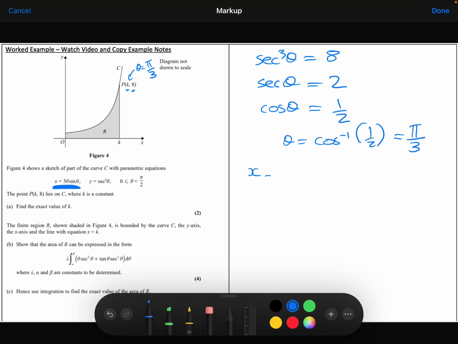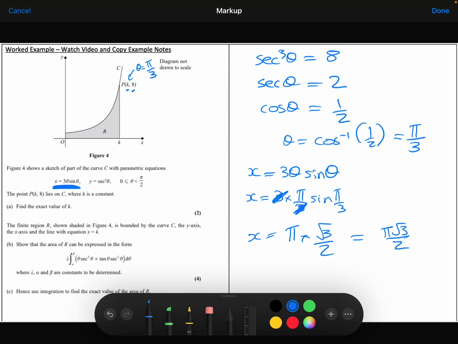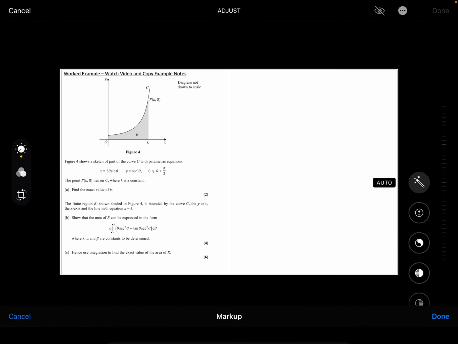I'm now going to substitute that into the x parametric equation to work out what the x coordinate is at that point. So 3 times pi over 3 times sine pi over 3. Well, the 3's cancel out here. So I get pi times sine pi over 3, which is root 3 over 2. So the x coordinate, and therefore the value of k, is pi root 3 over 2. And that's part A of this question done. Moving on to part B.